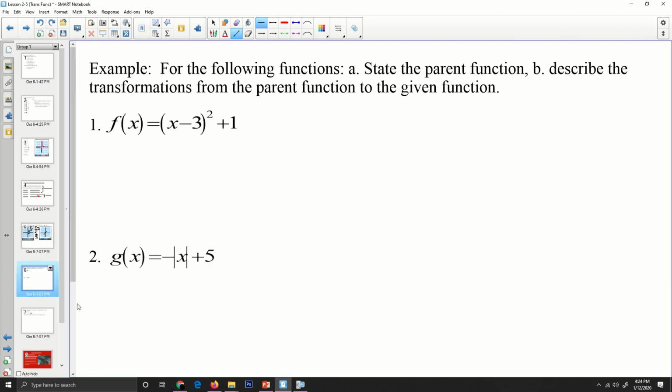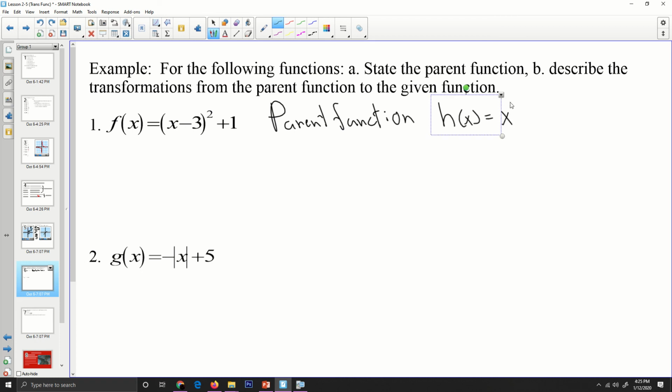All right, let's talk about this. For the following functions, A, state the parent function, then B, describe the transformations from the parent function to the given function. All right, so for this one right here, I see this x squared, and so my parent function is going to be, I don't want to use f of x, so I'll use h of x equaling x squared.